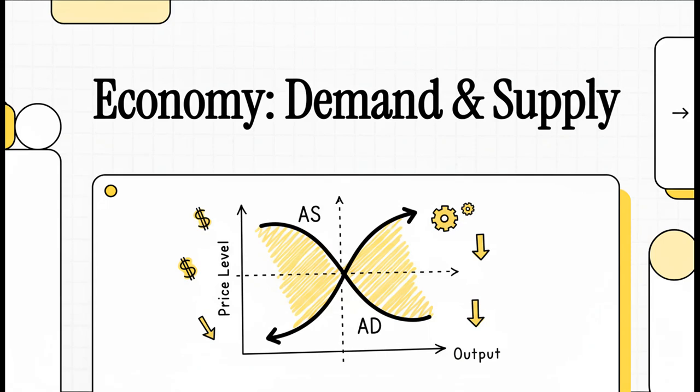You see the headlines every single day. Is the economy booming? Is inflation getting out of hand? Well, today, we're going to pop the hood and look at the actual engine that drives all of it. And it really comes down to two massive opposing forces: aggregate demand and aggregate supply.